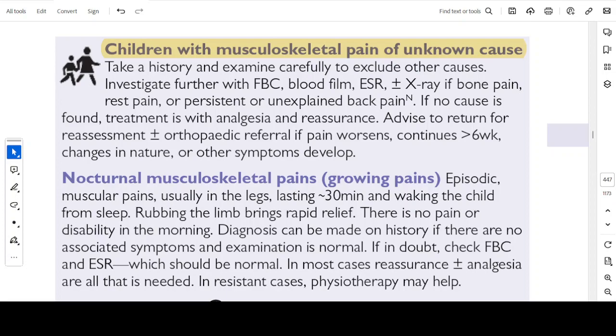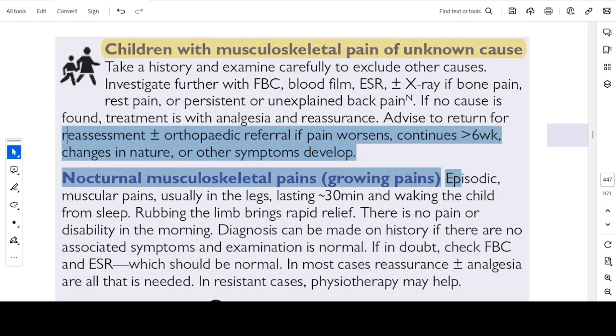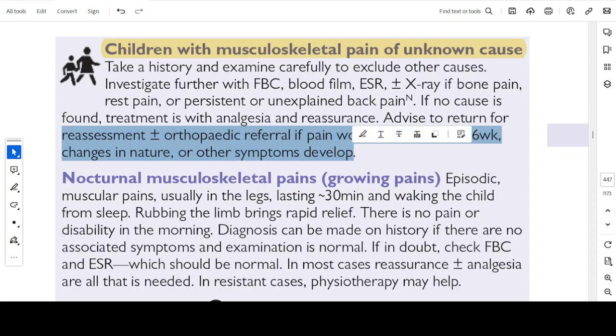Advise return for reassessment or orthopedic referral if the pain worsens, continues for more than 6 weeks, or changes in nature or other symptoms develop. So you need to advise reassessment plus orthopedic referral if the pain worsens, continues for more than 6 weeks, or changes in nature or other symptoms develop.